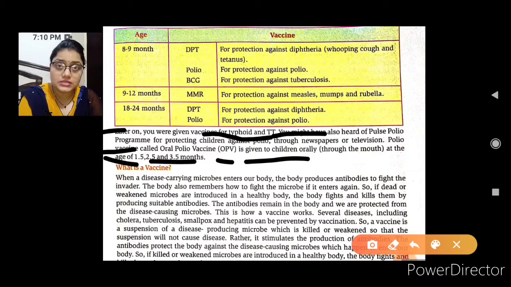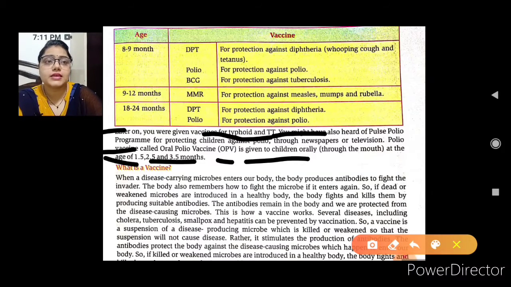These are the programs conducted by the government against polio disease, and these are completely free of cost, because they are given to each and every child of the country. Clear?